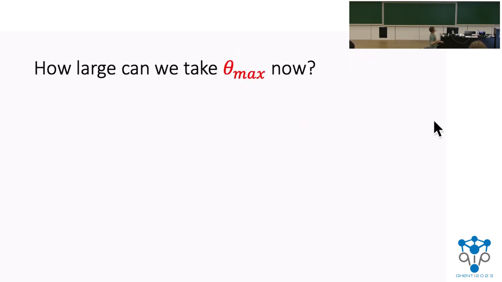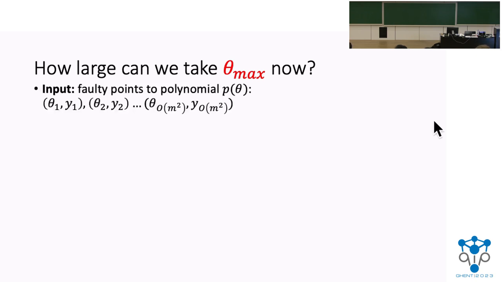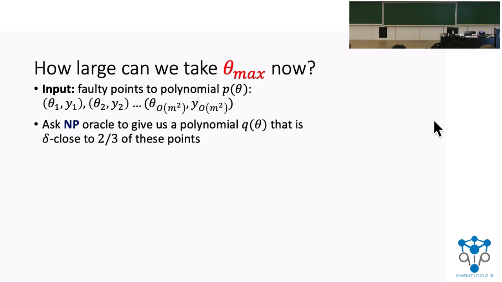So now why does it help us? Well, it turns out it's going to help us take theta max to be larger, which is what we want. It's going to reduce the error on our worst case evaluation. So let me remind you of why. Again, what's the input? Well, you should think of it as faulty points to a polynomial p of theta. We'll call them theta 1, theta 2, and so on.